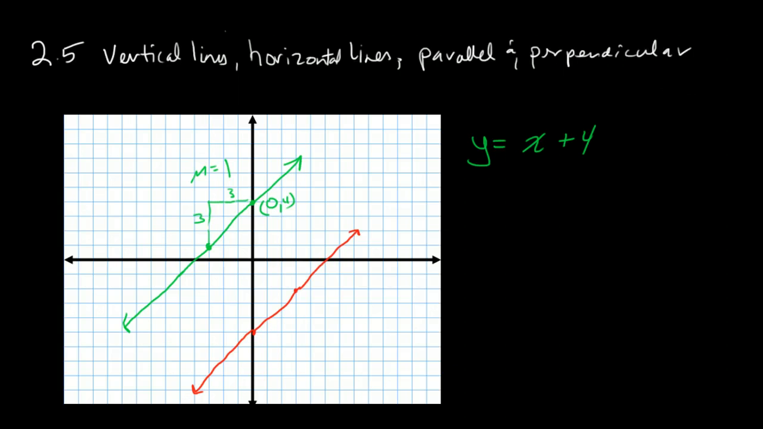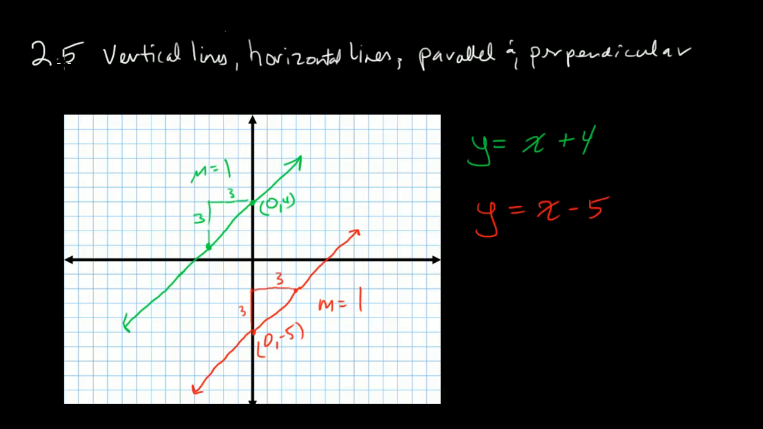And let's take a look at our red line. So our red line has a y-intercept at 0, -5. And it's got a slope of, let's go from this point to that point, 3 again. And oh, look at that, 3. So our m here is also equal to 1. So for our red guy, y is equal to x minus 5.